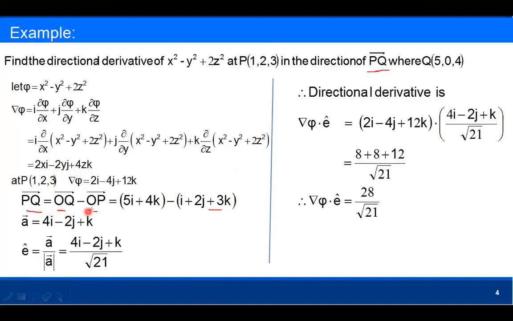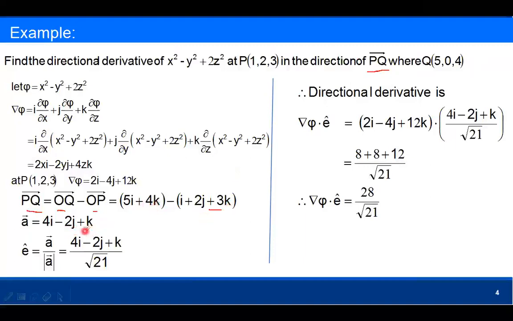So OQ bar is 5j plus 4k minus i plus 2j plus 3k. Now simplify this. 5i minus i, that is 4i. So there is no j term in this. 0 minus 2j, that is minus 2j, plus 4k minus 3k, that is k.